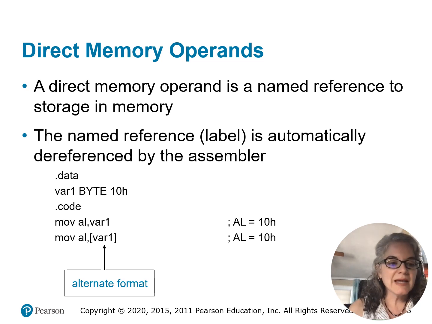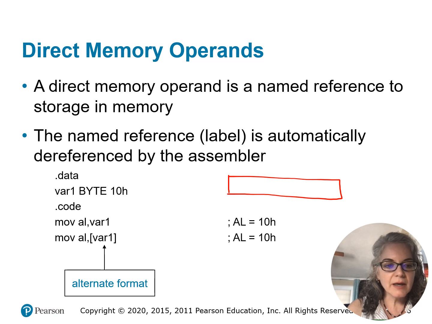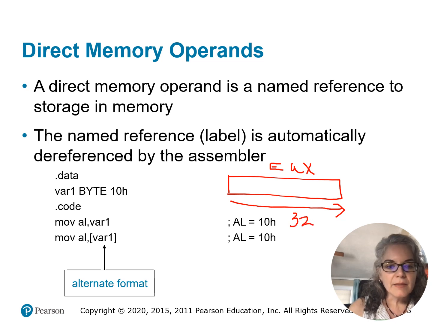var1 gets moved to the AL register. Remember that the AL register is 8 bits. So I'm going to just draw this up here for a second. We have the EAX register, and the EAX register is 32 bits. So I would say from here all the way over here is 32 bits, and I'm just going to write 32 there, okay? Then if we cut this in half, this is 16 bits and 16 bits.